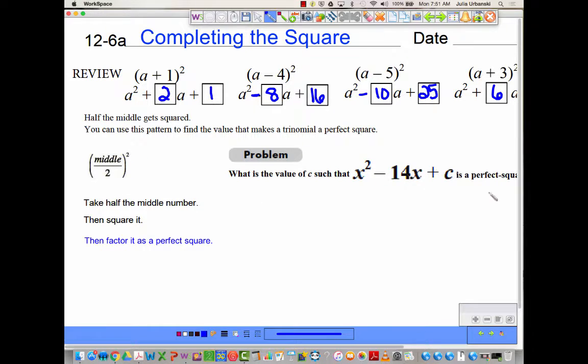So look at this problem right here. What's the middle number? Negative 14. What's half of that? Negative 7. So you take 14, you divide by 2. I'm going to write it out, but we won't write it out every time.